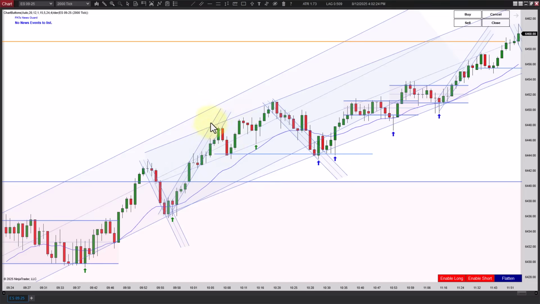Runs up, but you get a close outside this channel, move to a new high, and you actually get 2 legs up. And there's actually a first entry, second entry right there. And we did bounce at this midline a couple of other times there.